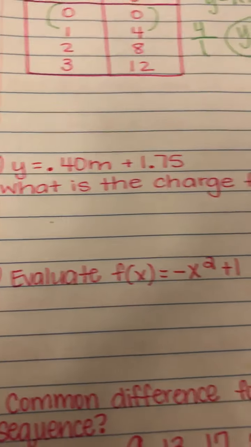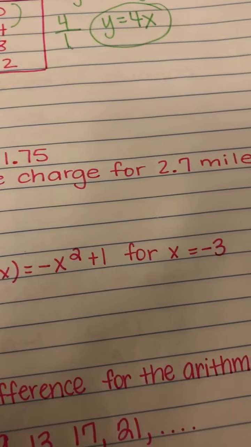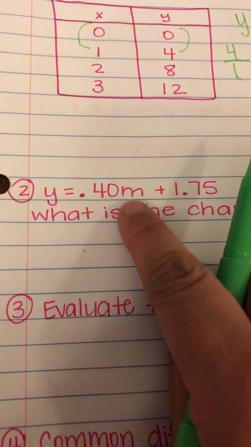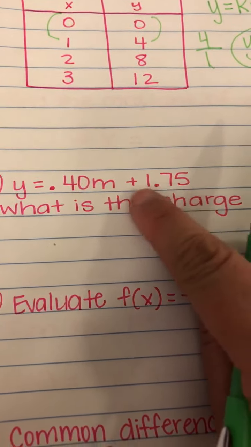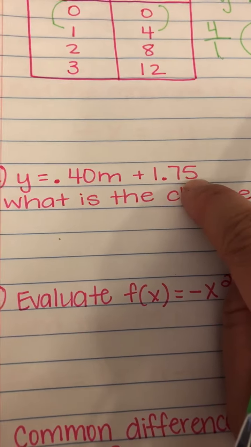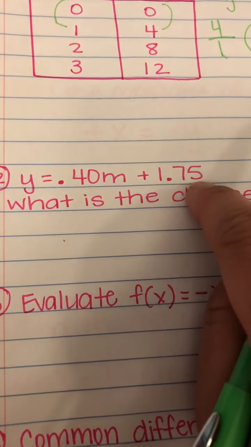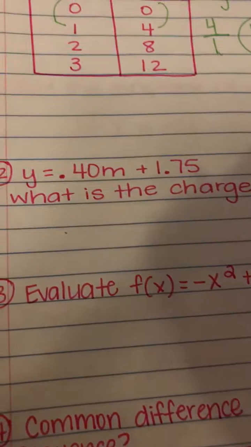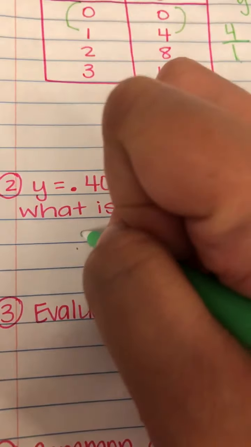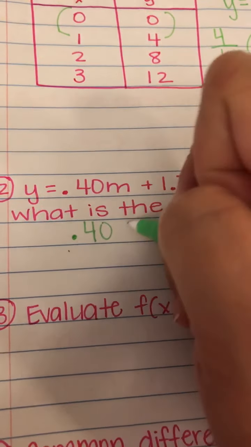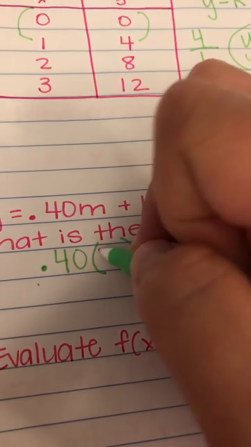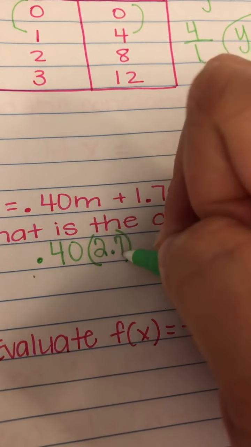The next one, it says, what is the charge for 2.7 miles? And it also gives you the equation where m is the mileage. So you would have to pay for this initially no matter what. And then on top of your original cost, you would also have to pay 40 cents per mile. So all you're going to want to do is plug in or substitute the 2.7 in as your m value.